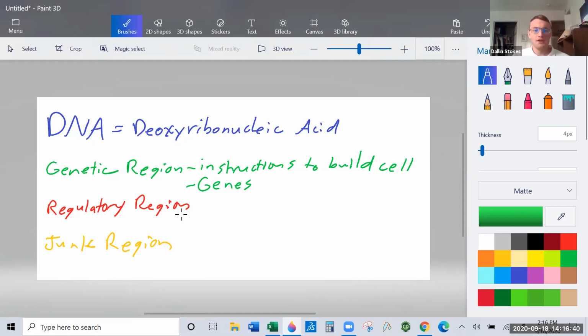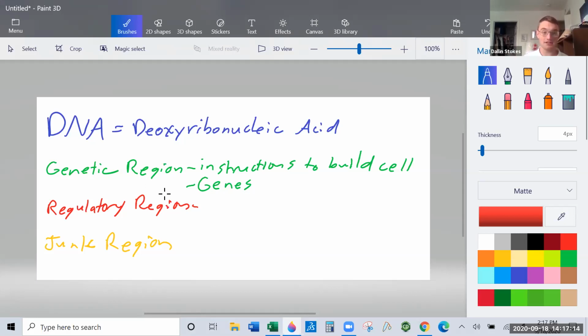Okay. The regulatory regions, these don't code for proteins. They don't have instructions on how to build proteins. They don't have instructions for how to build the cell. Think of this like a light bulb. If the genetic region is the light bulb, in your house, you want to control when you have the lights on and when you have the lights off.